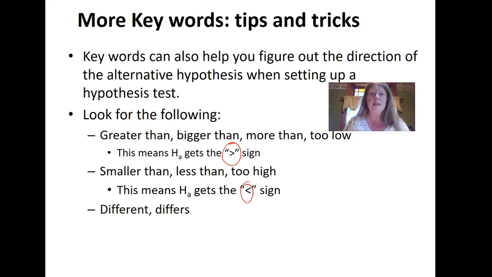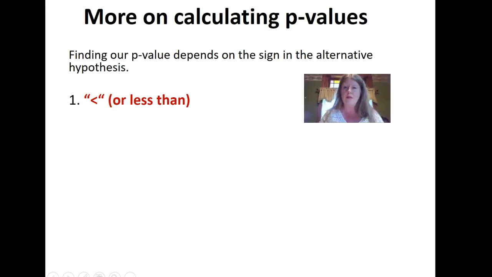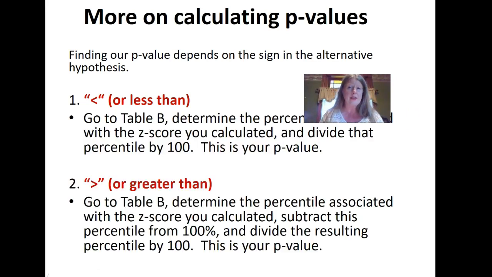And things like different, differs, something other than, you're not making a prediction in one particular direction. So that's a clue that you're going to get that not equal sign. And then finally, again, the last few slides are just more details about calculating p-values. So if you're really struggling with that, pay attention to these and come back to these as you're working through other problems on assignments. If you have the less than sign versus the greater than sign.